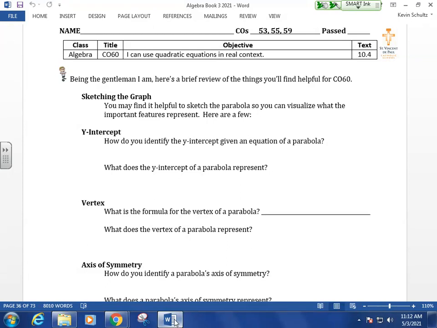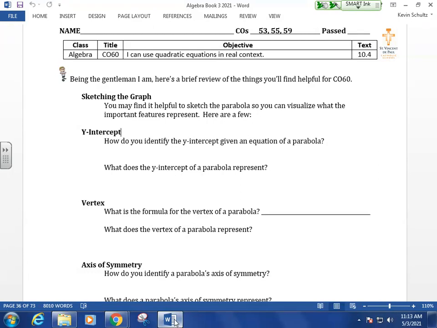So here's a brief review of things that you'll find helpful for CO60. If you're unsure how to answer a question, these are different strategies you can use. It tells you what each thing represents. So if you need to find the highest point of this rocket, how do I find it? Oh yeah, the vertex is the highest point. I have to find the vertex. Here's the formula, here's how I find it, etc.